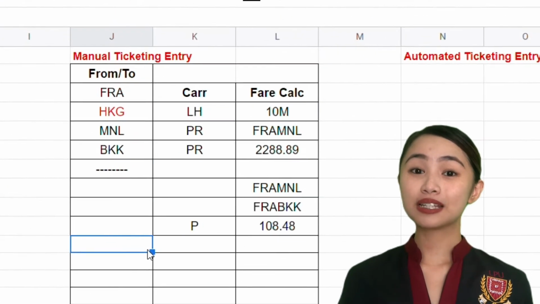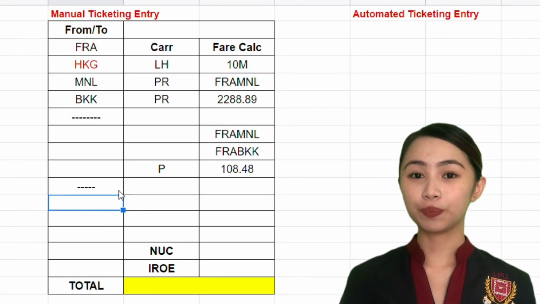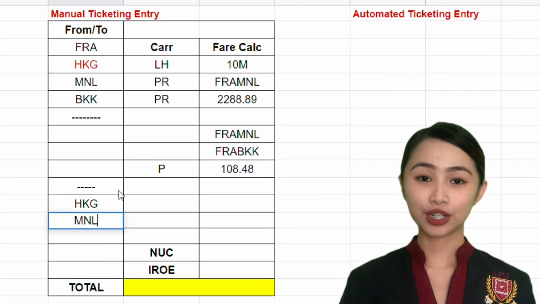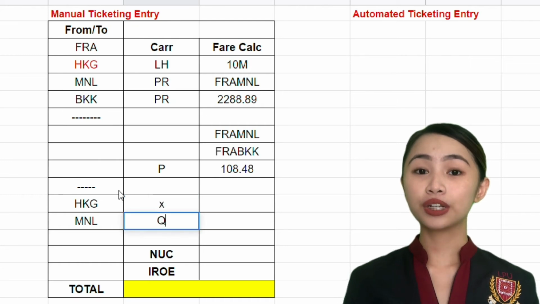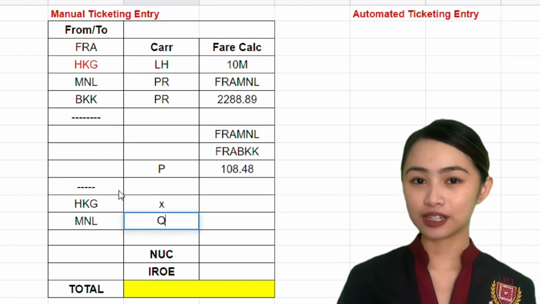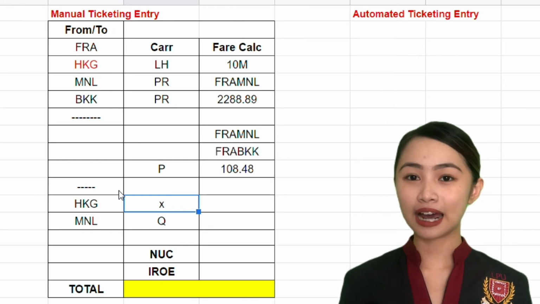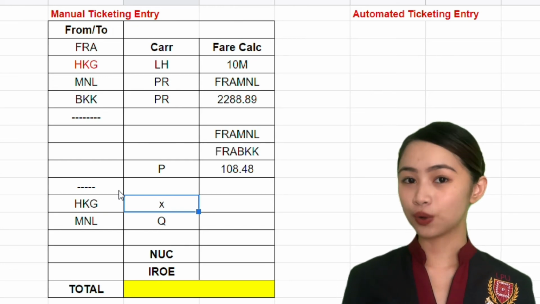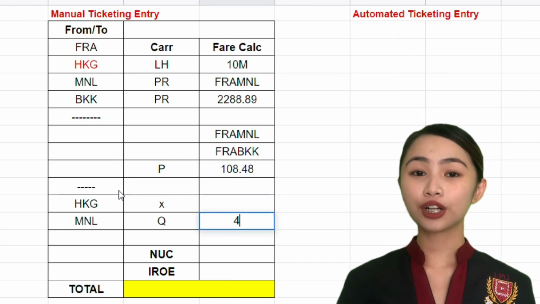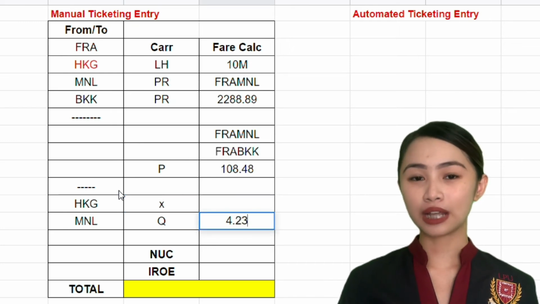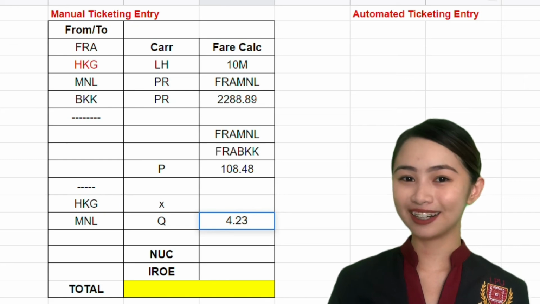This problem includes a Hong Kong route, so we are going to put the HKG and MNL in the first column, and for the second column are symbols of X and Q, which signifies it is an X, but in reality it should be an X sign, yet the Excel has no kind of features like that, so we are not going to do that. For the third column, we are going to put the Q tax value, which is 4.23.